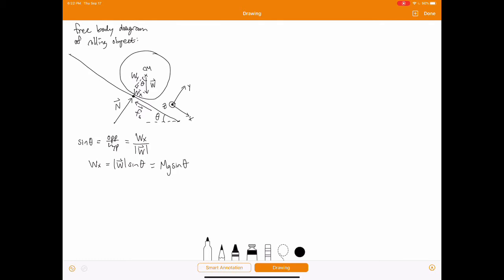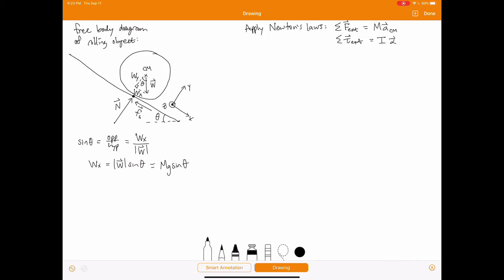Okay, so next, we're going to apply Newton's laws. We're going to do it both for translation, in which case the net external force acting on this object is equal to its mass times the acceleration of the center of mass of the object. And we also have the net torque. The net external torque acting on the object is I, the moment of inertia, times alpha, the angular acceleration.